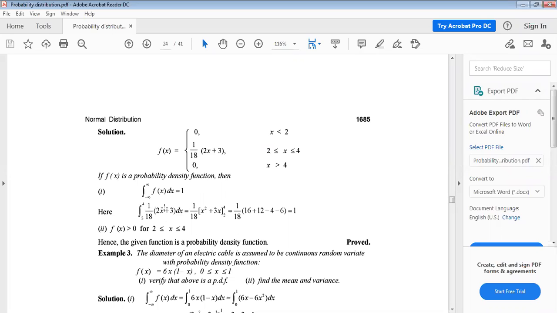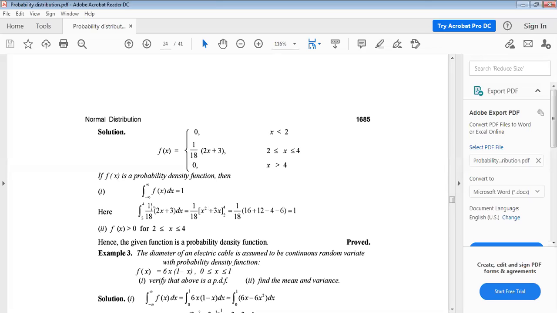This is 2x square by 2, that means the 2 cancels, only x square. So this will be only 3x. Remember, integration of 1 will be only x. This is why 3 into x. Now putting the limits within the third bracket, the lower limit is 2 and the upper limit is 4. Putting x equals 4, the upper limit, we get this. Then minus, putting x equals the lower limit 2, we get this, which equals 1.